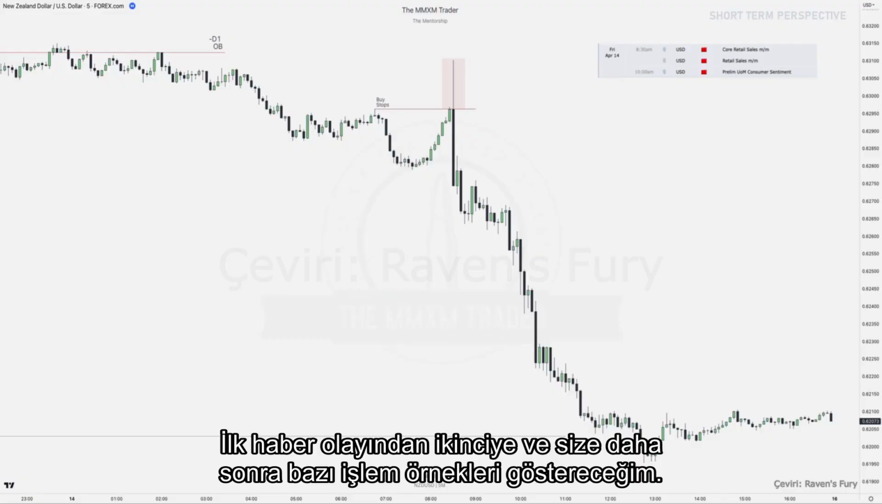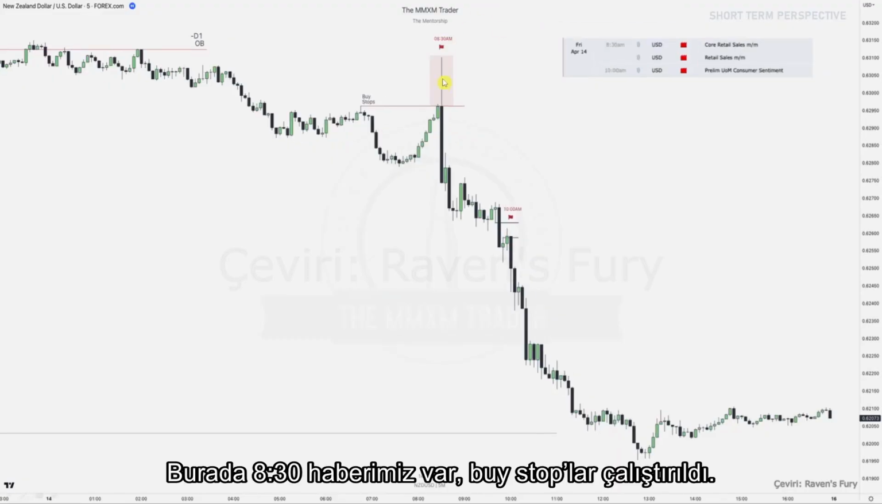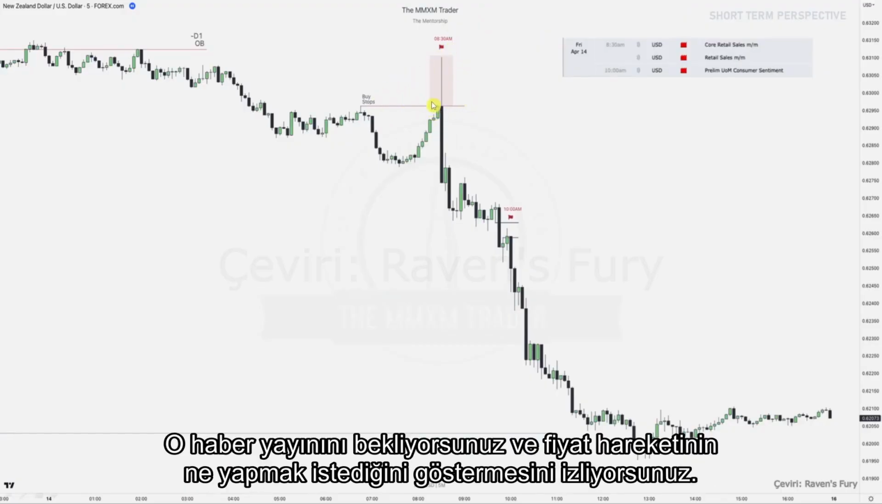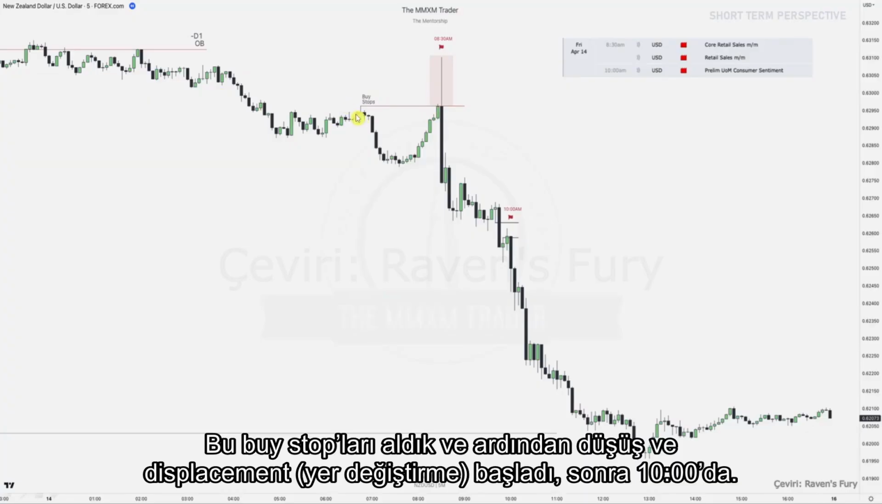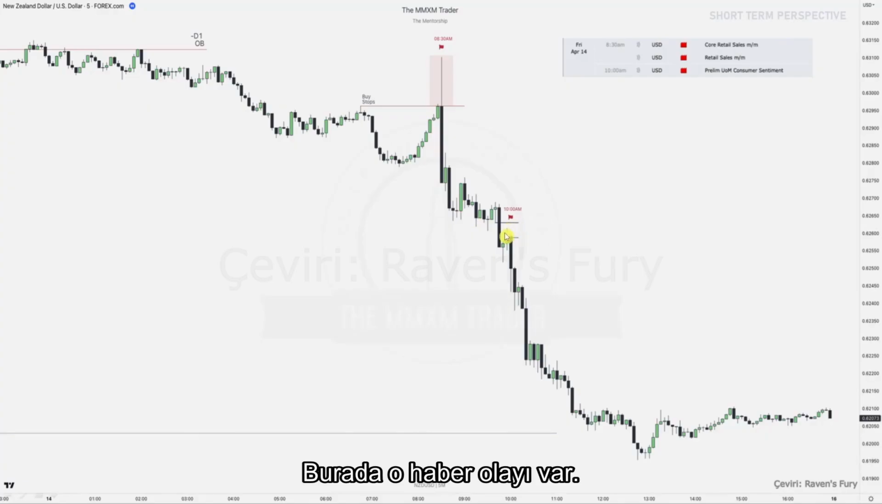So you can actually position yourself after that first news event into the second one, and I will show you some executions later. So over here we've got that 8:30 news, right? Buy stops have been run. You wait for that news release for price action to show its hand, what it wants to do. Do we run significant buy stops? Yes, we do, right? We took out these buy stops and then started to decline with displacement, and then 10 a.m. we've got that news event down here.